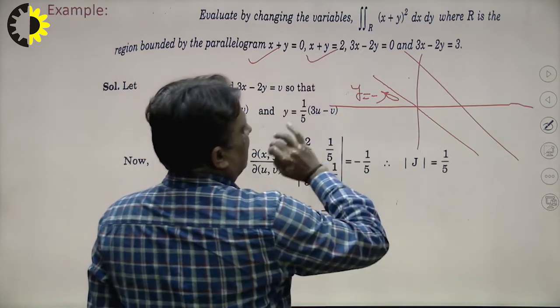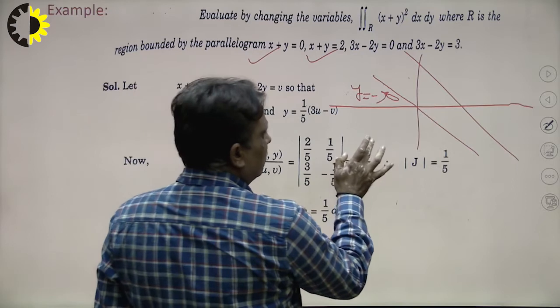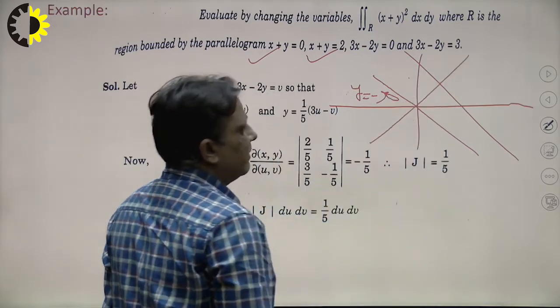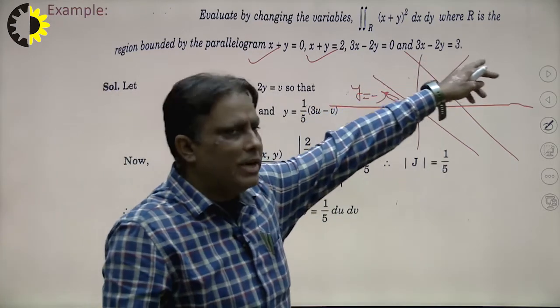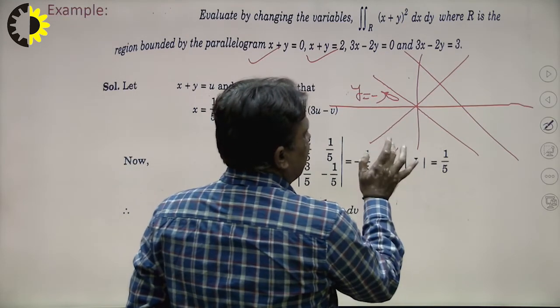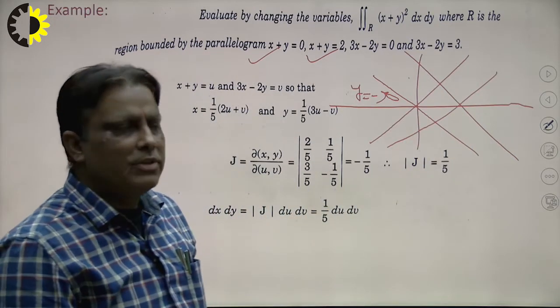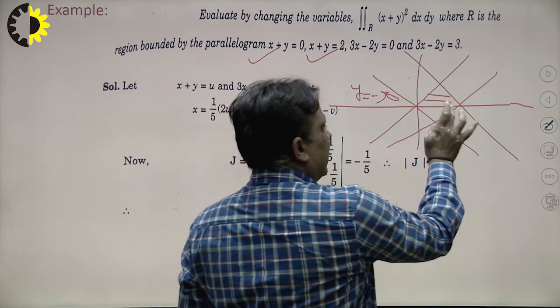Now what about 3x minus 2y is equal to 0? This is a line passing through the origin, in this way, and 3x minus 2y is equal to 3 will be passing through this way. So this is the diagram of this region, the region R.